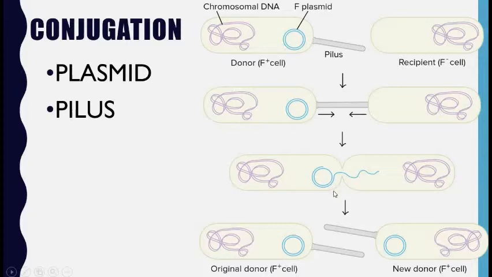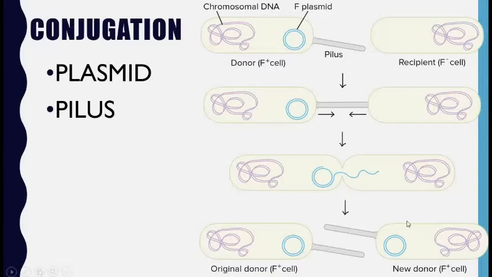Okay, in order para magkaroon din yung isang bacterium, magkakaroon din siya dito ng plasmid and then magkakaroon na rin siya ng pilus. Okay, so it creates a pilus and can then be a new donor. So, itong recipient natin, kapag in conjugation, parang hinahawahan niya yung kabila na bacterium. Okay, so that is conjugation.